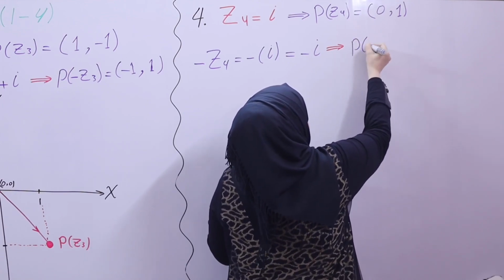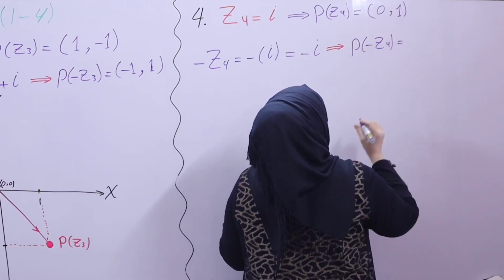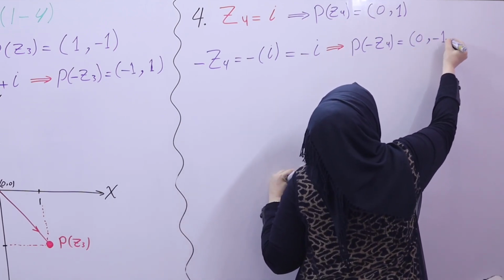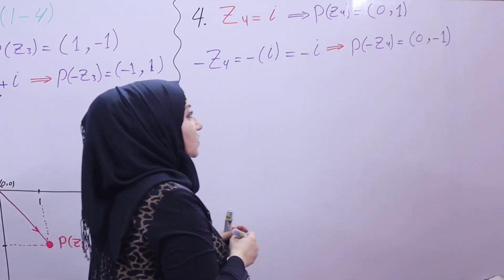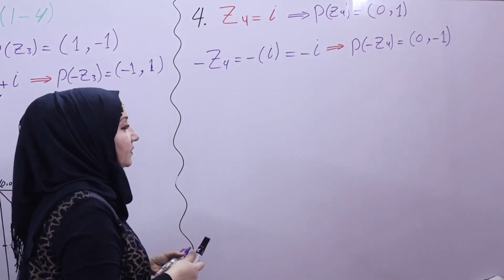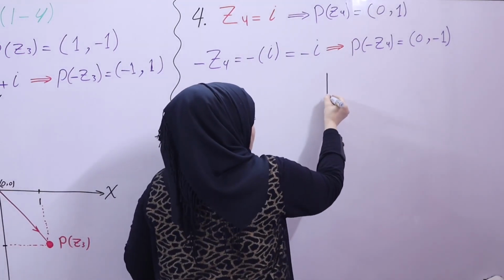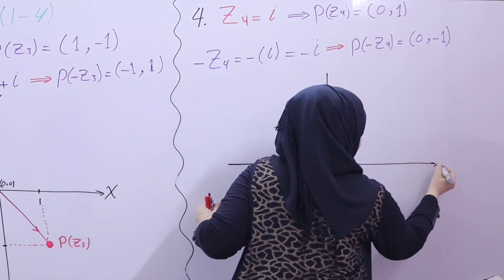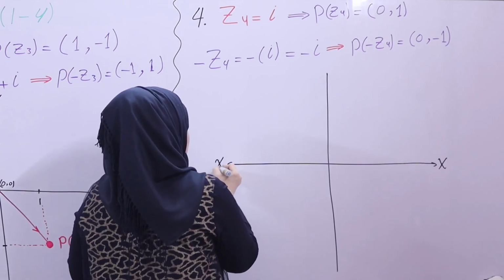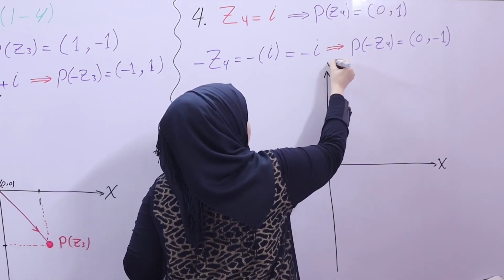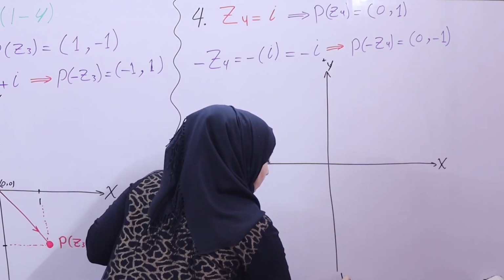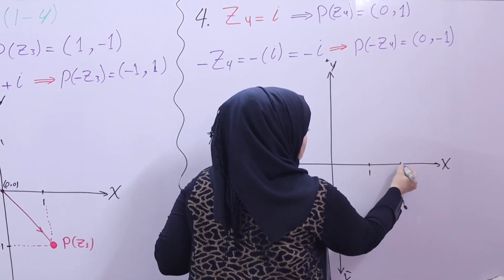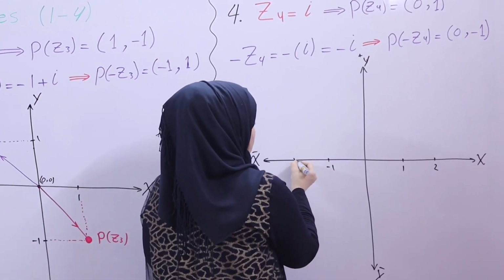The point which represents negative of Z4 will be: the real part equals 0 and the imaginary part, the y-axis, equals negative 1. So now we can represent these two points. And we will draw the coordinate plane, the horizontal axis and the vertical axis. So we need the points 1, 2, it's enough, negative 1, negative 2.